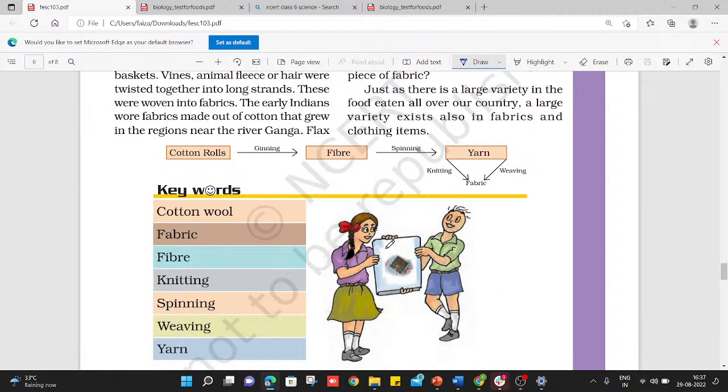Okay, just as there is a large variety in the food eaten all over the country, a large variety exists also in fabric and clothing patterns. Because the way our food, style of eating, food items and diet types have a very big difference between various regions of the country, similarly, the type of fabrics that people use, the kind of clothing prevalent in every region of India, is also really different for every region.